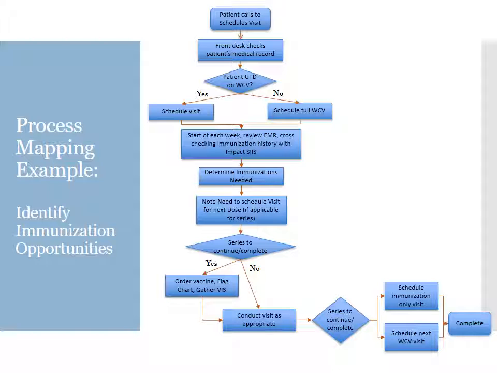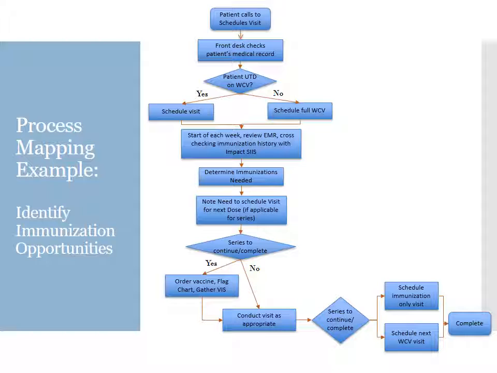Regardless of the visit, at the start of each week, the team is going to review the EMR and cross-check that immunization history with what is listed in the Impaxis system. And from there, determine for each of the adolescents that have visits what immunizations are needed for that week. And finding some way of noting the need to schedule a visit if the patient is taking a series or in the middle of a series for a vaccination and scheduling that next dose. So flagging the chart for what needs to happen after this current visit.